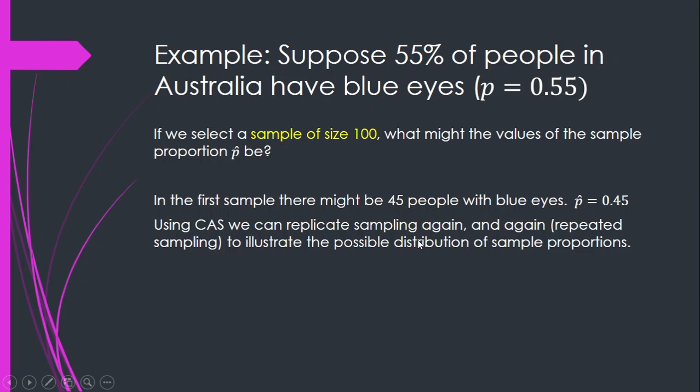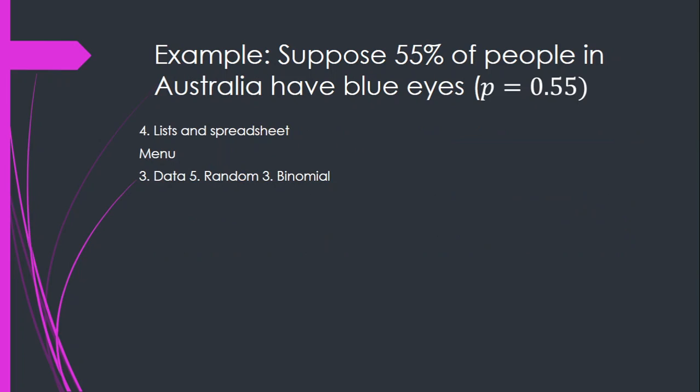Now we're going to use the CAS calculator to generate a number of samples. So first is you create a spreadsheet. Now we do that in a spreadsheet, but the function is available in calculation as well. Once you have your spreadsheet, you press menu and you go to data, random, binomial. So it's a function.